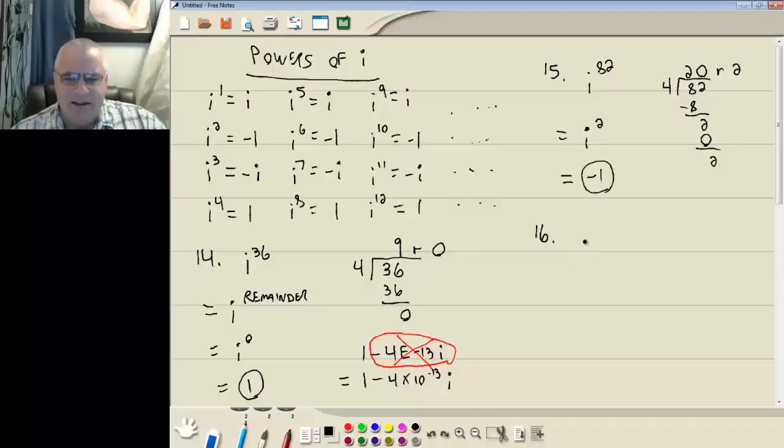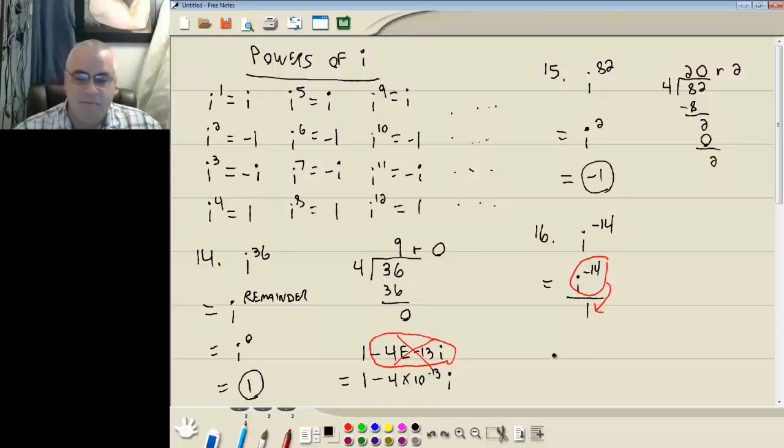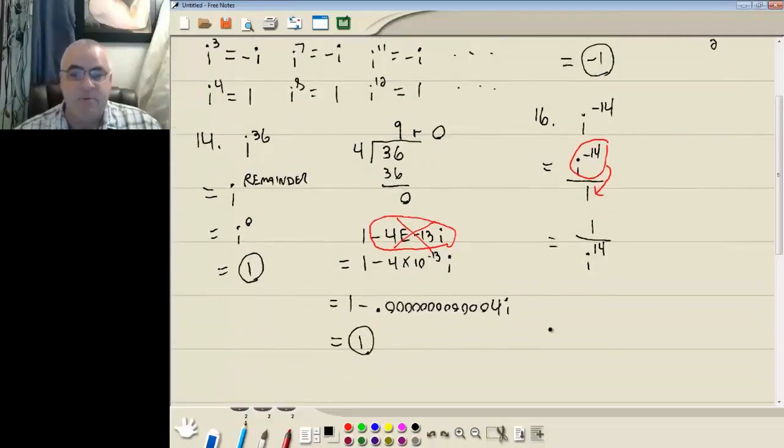Now this one, we got i to the negative 14. Remember, we don't want negative exponents, so let's handle that first. And I can always create a fraction by putting it over 1. Remember how we get rid of negative exponents. You take the part with the negative exponent to the opposite side of where it's at in a fraction. So this i to the negative 14 I'll take down to the denominator, and it becomes i to the positive 14. When you take anything opposite of where it's at in a fraction, the sign of the exponent changes.